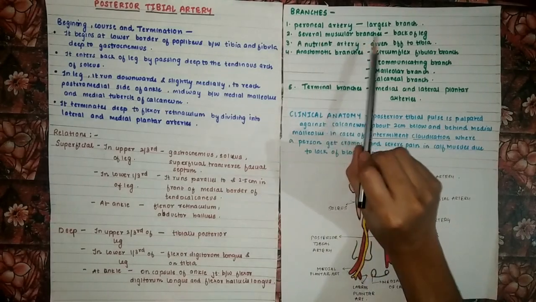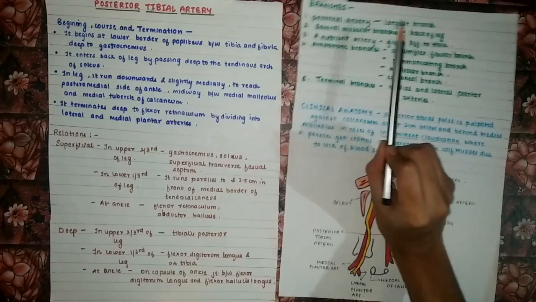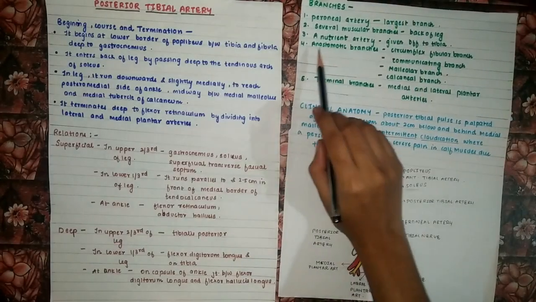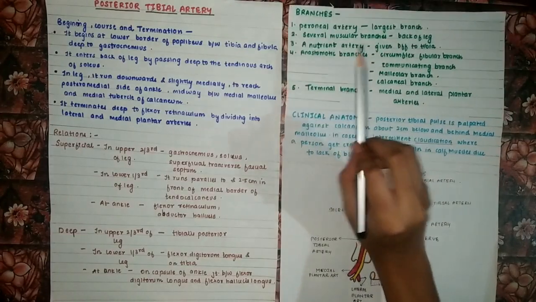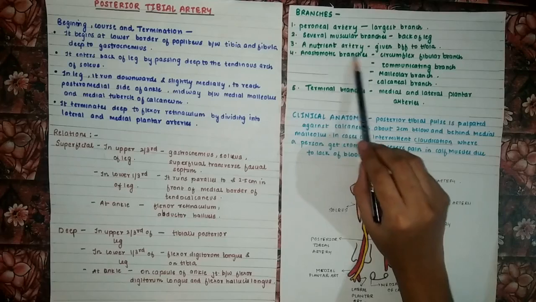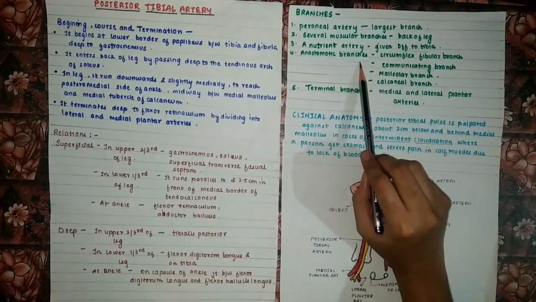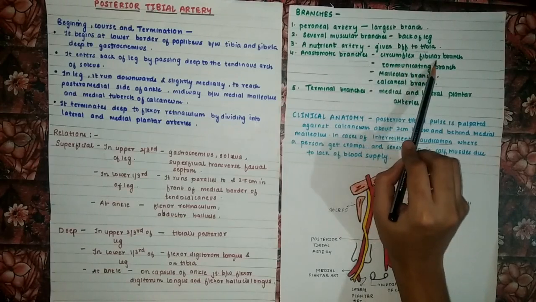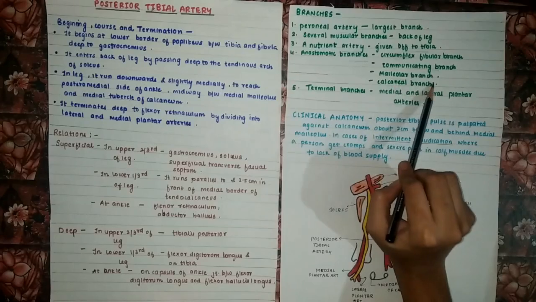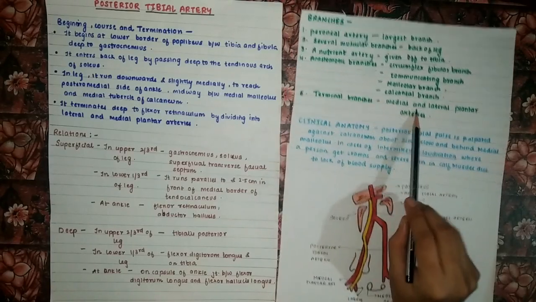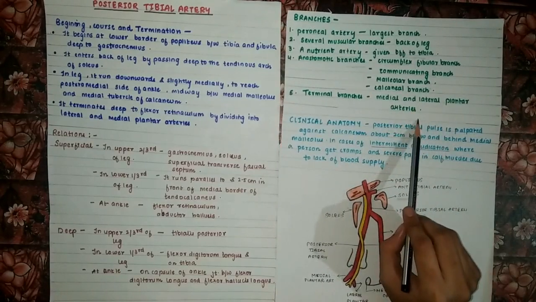Branches: it has the peroneal artery, which is the largest branch. It has several muscular branches at the back of the leg. A nutrient artery, which is given off to the tibia. Anastomosing branches like circumflex fibular branch, communicating branch, malleolar branch, calcaneal branch, and terminal branches, medial and lateral plantar arteries.